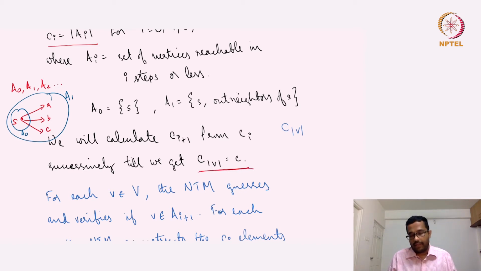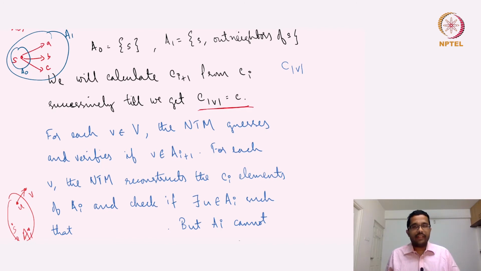And our goal is to compute C subscript V, which will be the count C, right? Again, we don't compute C subscript V in one shot. What we will do is, we know C0, which is 1, and C1 can be computed from C0, C2 can be computed from C1, C3 can be computed from C2 and so on. That's the approach that we will follow. So let us see how, using a non-deterministic log space machine, we can compute C_{i+1} from C_i. We know C0 is 1, then we will see how to compute C_{i+1} from C_i, right?